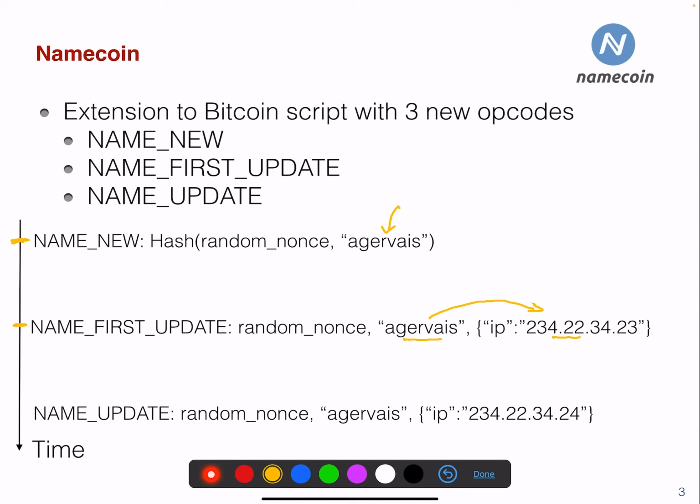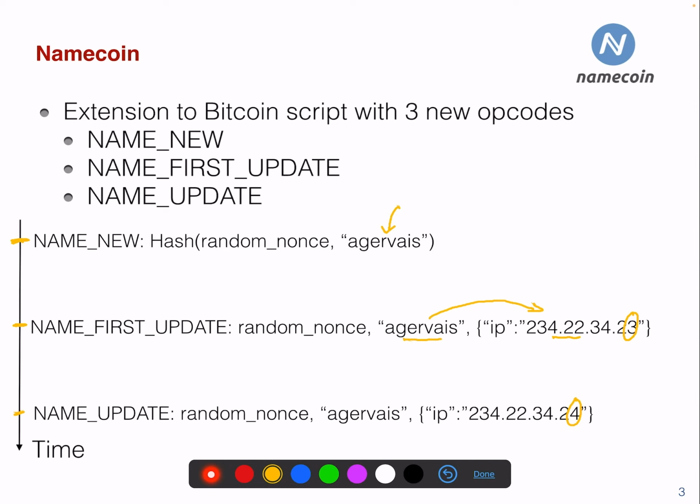And finally, if you want to update the IP address, so here we had the IP address .23, if you want to update it to .24, then you can issue a new transaction, which uses the Bitcoin script opcode name update. It again contains the random nonce, the domain name, and the IP address.